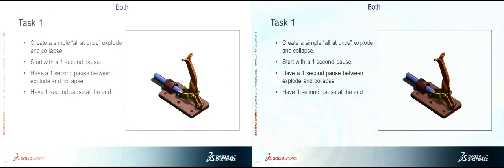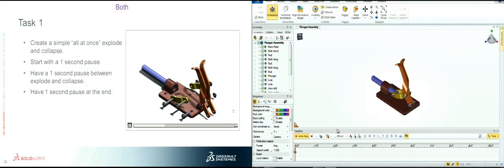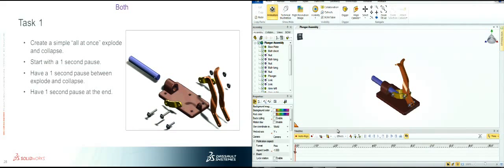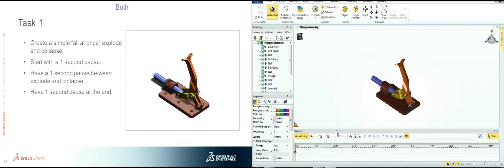Okay, so the first task that Callie's going to do is they want a simple all-at-once animation. What's an all-at-once animation? Well, it looks like this. All the parts just blow up from the center at the same time. They go out, and then they come back. And they want a pause at the beginning, a pause at the end, and before the parts reverse in the middle, they want a pause in there.